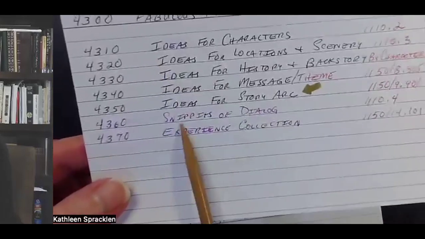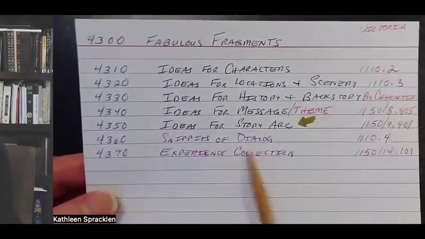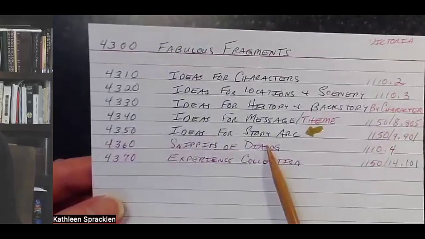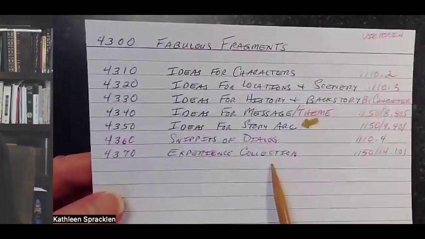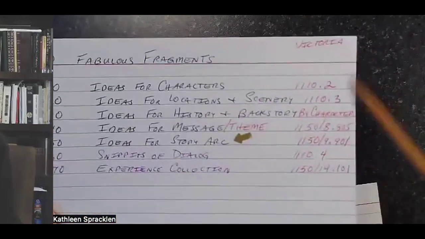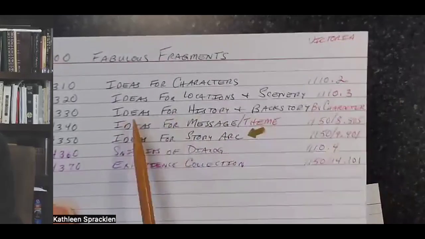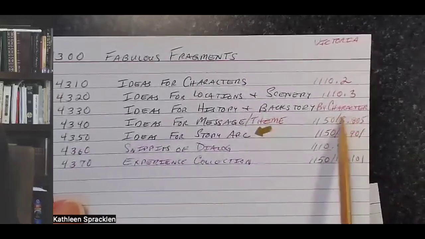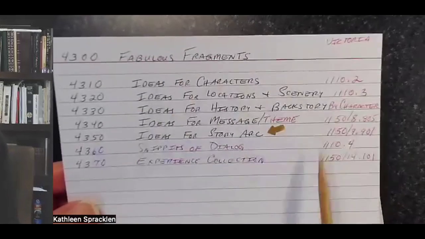Back in the Fabulous Fragments, I picked up from Victoria her idea for snippets of dialogue. Oh, what a great idea. So I simply extended my numbers to pick up snippets of dialogue and experience collection. What a great thing to have a collection of experiences in my fragments. So I made a space for those as well. And obviously Victoria has numbers for those in her system. The only place where we didn't line up was that I have my ideas for history and backstory, and she keeps those by character. But we both have a place for all of these same concepts.